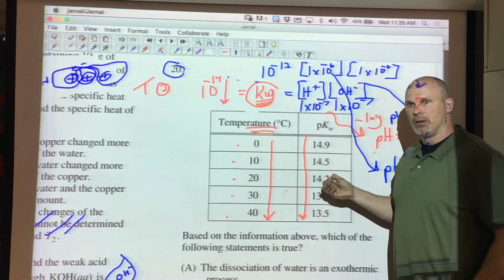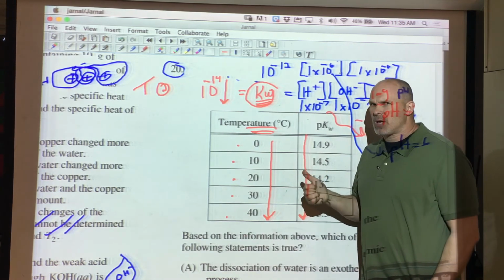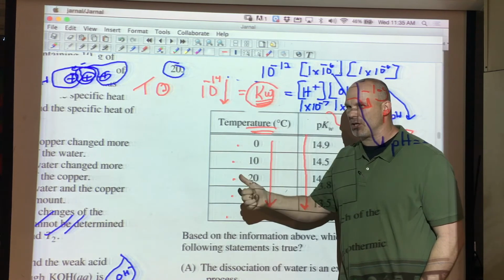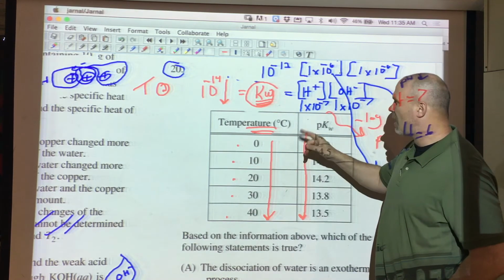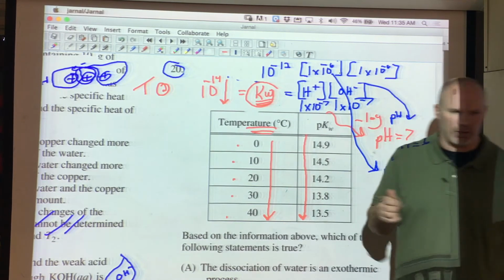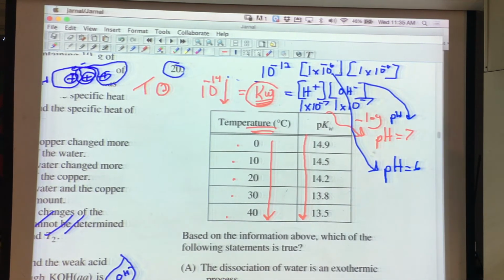Why? Have we seen this question before? I change the temperature and the equilibrium constant is changing. If my Kw is getting bigger when the temperature is increasing, where is the K moving? Toward the products or the reactants? Who is it favoring more?